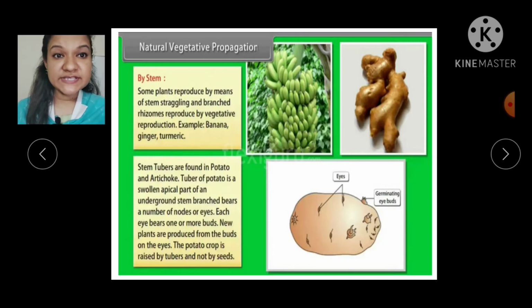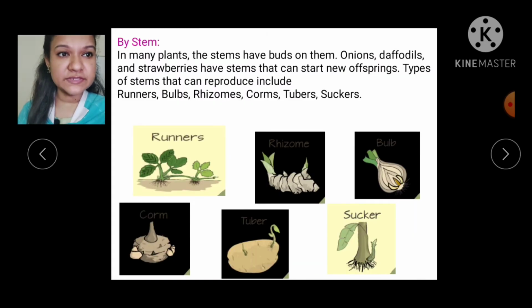The tuber of potato is a swollen apical part of an underground stem. Branched, it bears a number of nodes or eyes. Each eye bears one or more buds. New plants are produced from the buds on the eyes. The potato crop is raised by tubers, not by seeds. You have to remember this.